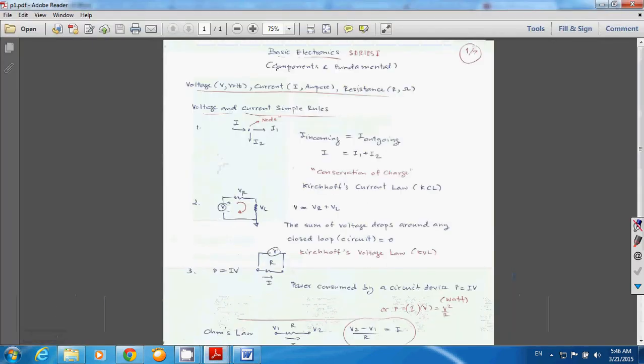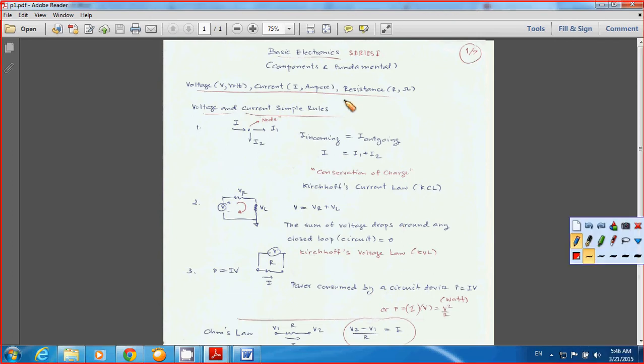Well, we will start by talking about our components. The first thing we need to look at in an electronic circuit is, in general, voltage, with the unit of volt, current, with the unit of ampere, and resistance in ohms. Later on, we will talk about the capacitor and inductor. Okay, let's start with the voltage and current simple rules.